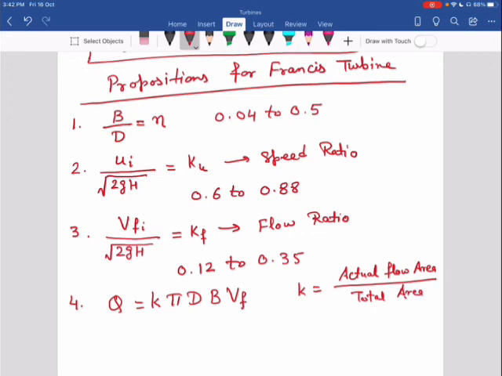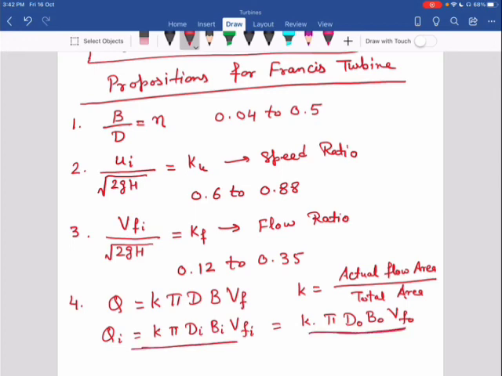So if I want to write discharge at inlet to the turbine, inlet to the runner, you can say that is K pi di bi vfi, and discharge at the outlet is K pi do bo vfo. So this is the discharge at the inlet to the runner. This is the discharge at the outlet of the runner. Okay, so these are the various proportions for Francis turbine. So this ends the theory part of Francis turbine. So next we start with the numerical. Thank you.